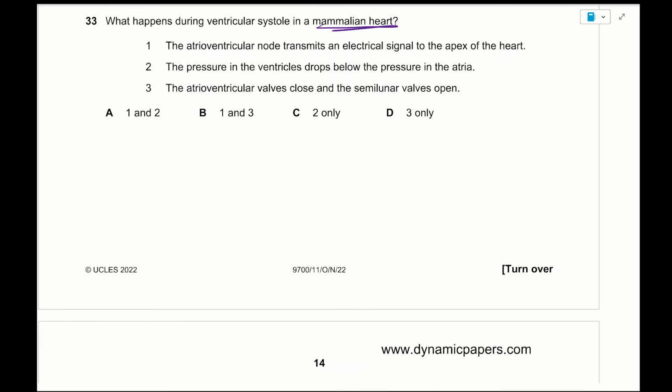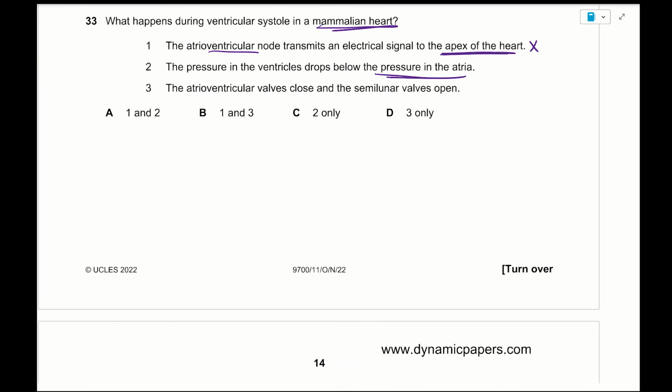Now, 1. The atrioventricular node transmits an electrical signal to the apex of the heart. Now, this is incorrect. The atrioventricular node actually slows down the impulse, so the atrium and the ventricles do not contract at the same time. What actually sends the signal to the apex of the heart is the bundle of His and the Purkinje fibers. So this is incorrect. For 2, the pressure in the ventricles drops below the pressure in the atria.